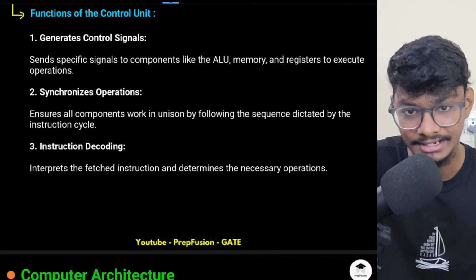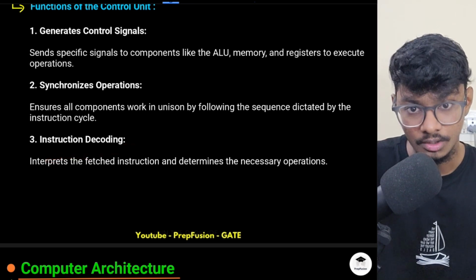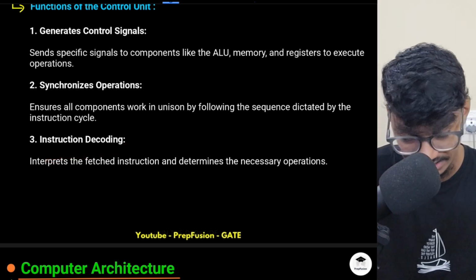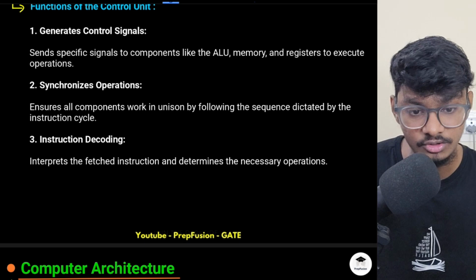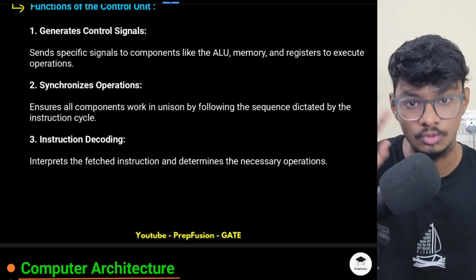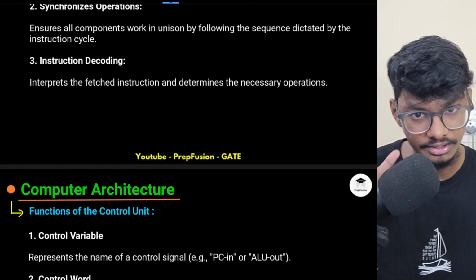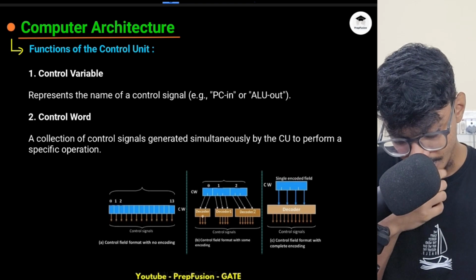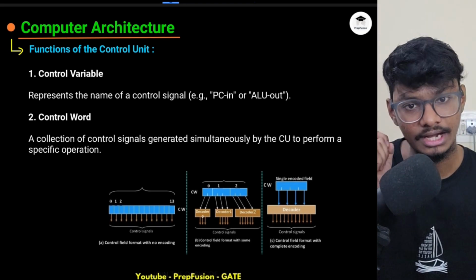Then obviously it has the task of instruction decoding. What does that instruction mean? Is it telling me to perform addition? Is it telling me to perform division? Or is it telling me to store some data, load some data? The control unit will do that. It understands that. So basically, how do we decode?